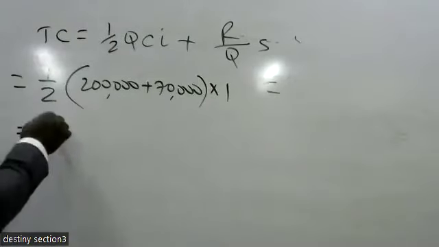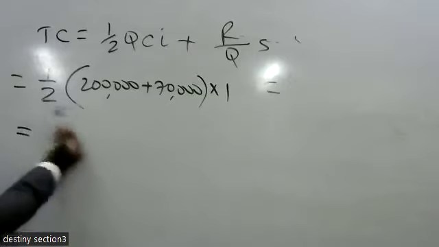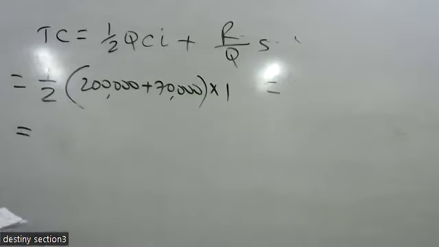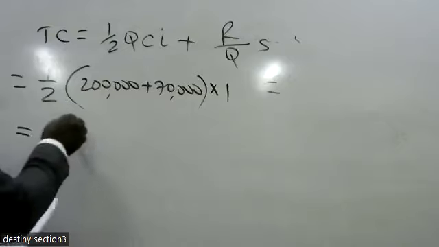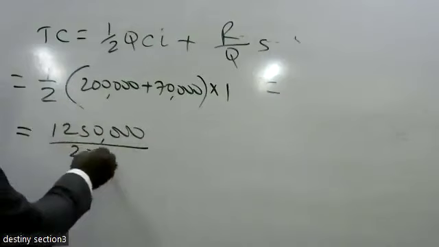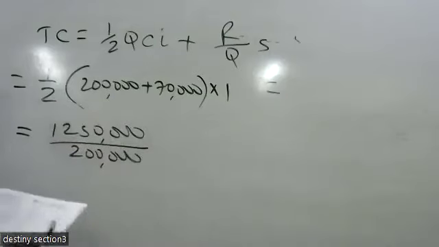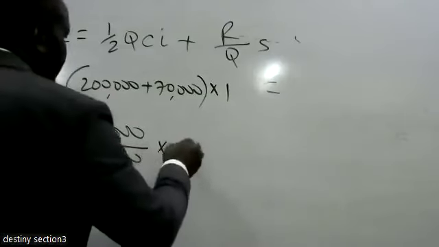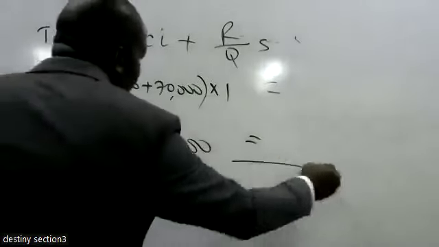Then ordering cost is R over Q. R is the annual demand, where they say that we have been having how many units in a year? The forecasted demand, 1,250,000. But one order is 200,000, our Q. Then we multiply it by S, which is the current cost of ordering.